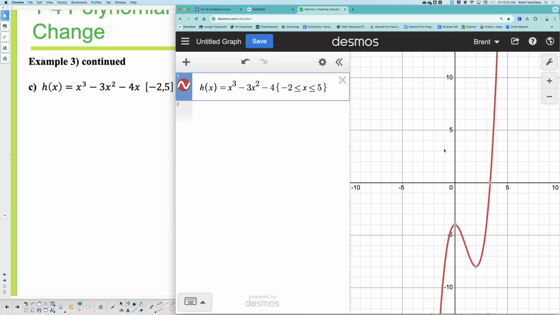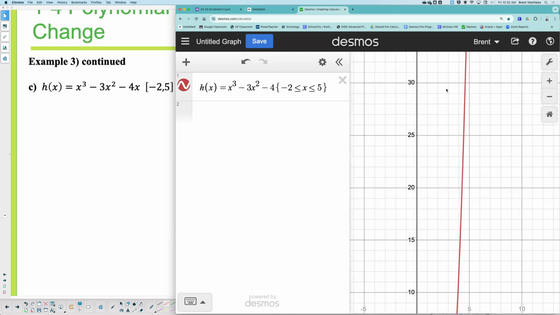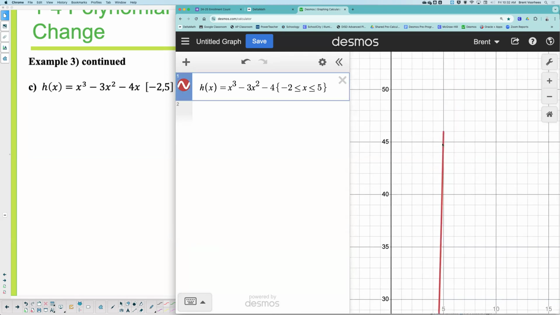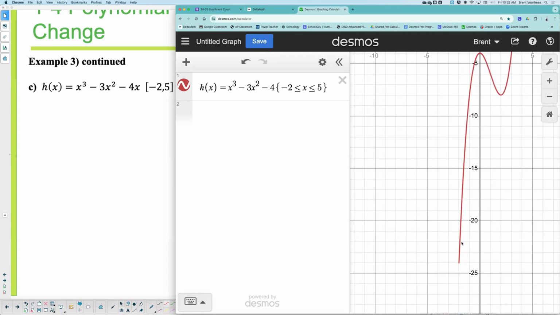The biggest issue with Desmos is it doesn't have a zoom fit. So here's what I'm going to do real quick. I'm going to look how high the graph goes. When I click the graph, it tells me how high it goes. See how it says 46 there? And then I'm going to scale down to see how low it goes. So it goes up as high as 46, and how low does it go? -24.